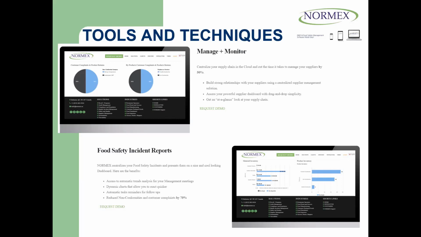So the next software which I really liked on Normex's website was a food safety incident report. And why I'm saying this is because, as I'll show you in the methodology of how to implement traceability, this software can come in handy, because you can create a traceability system for your supply chain based on your past incident reports.